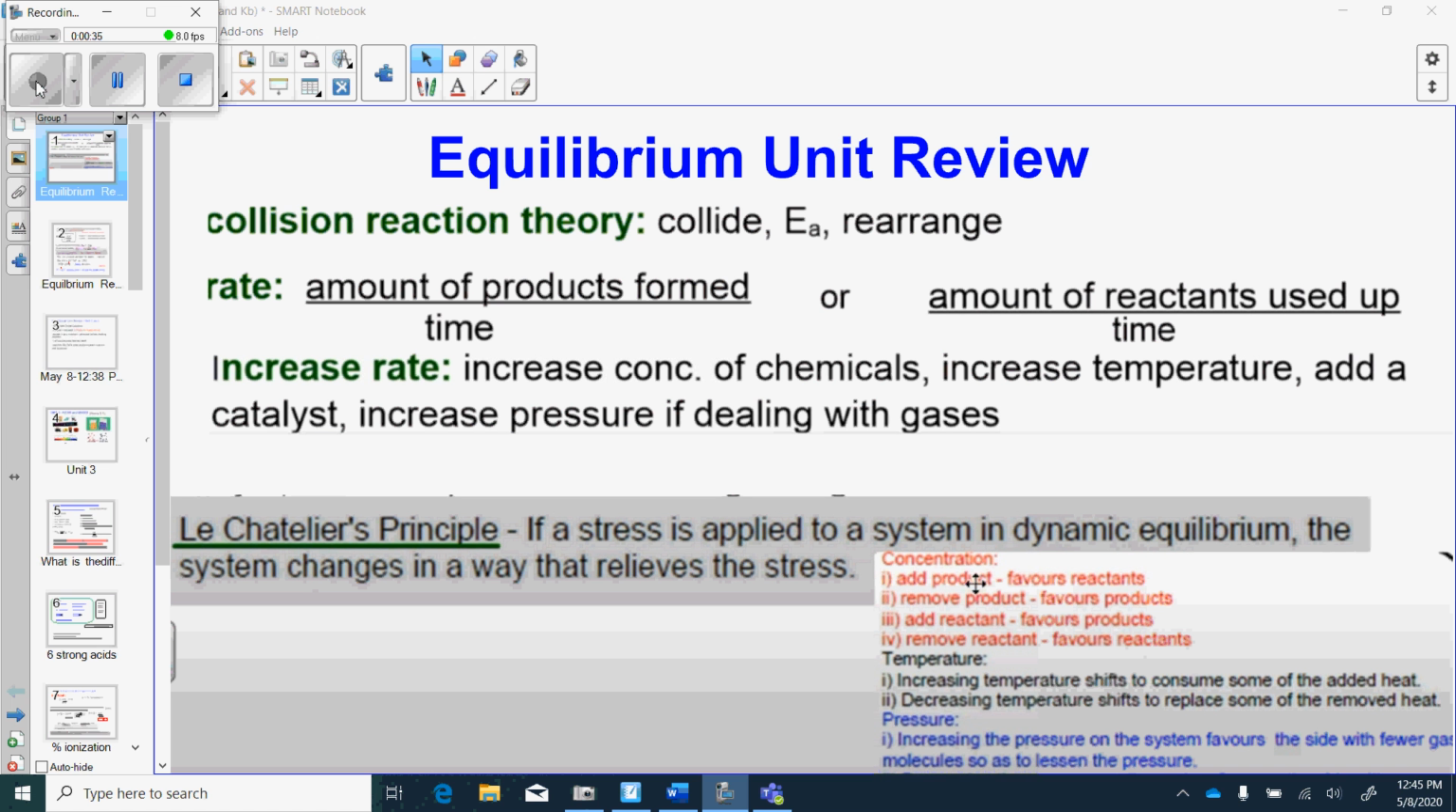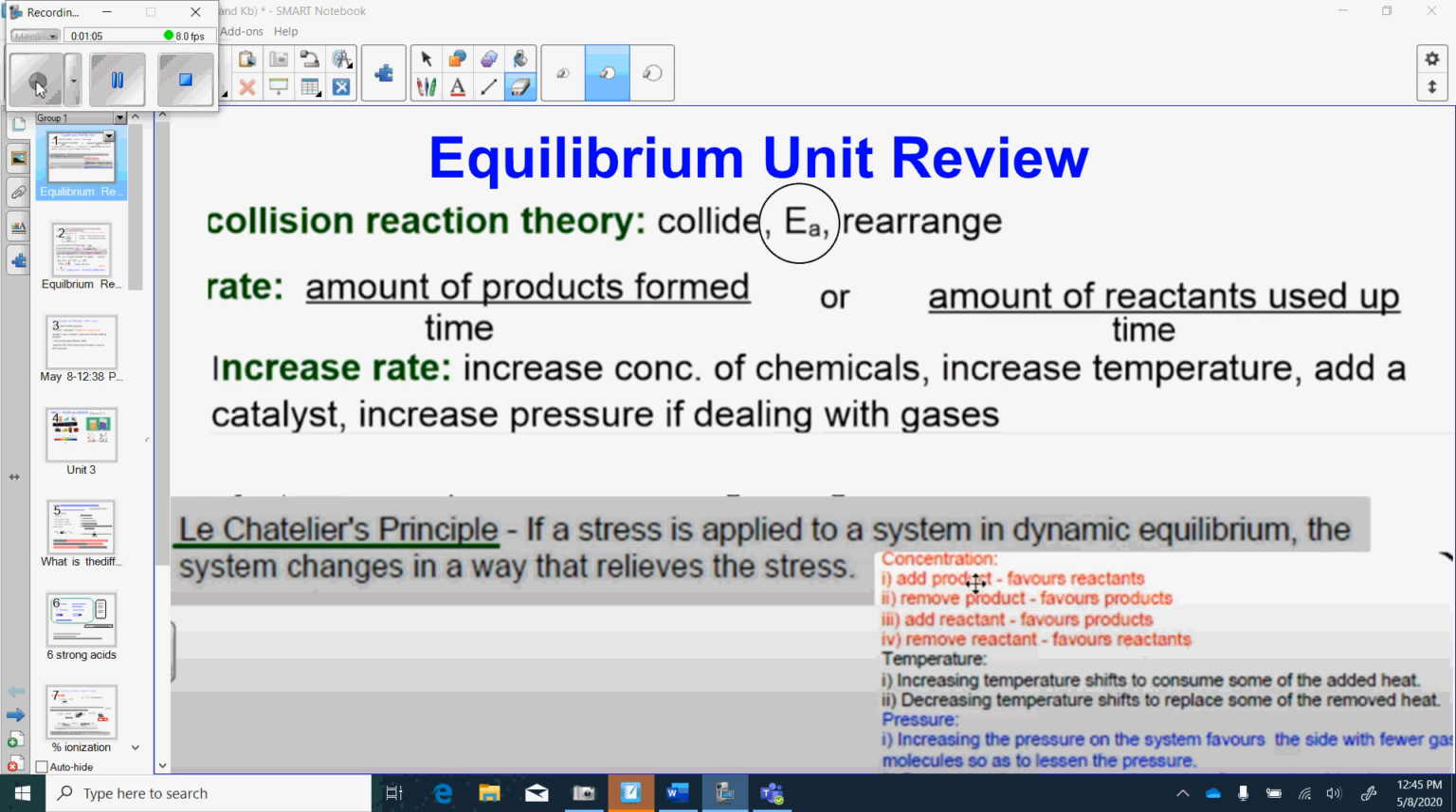The first thing we need to talk about is the collision reaction theory. The collision reaction theory was really important because it talks about the success of collisions or reactions. So if we want a successful collision, where our particles collide and rearrange and create a new product, we need to check off two key boxes. Do we have sufficient energy? Here, the symbol capital E, little a, is activation energy.